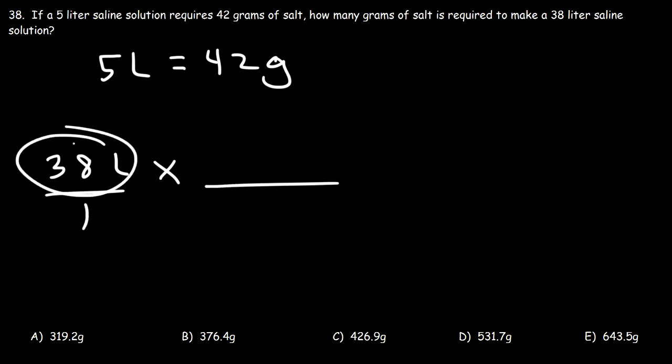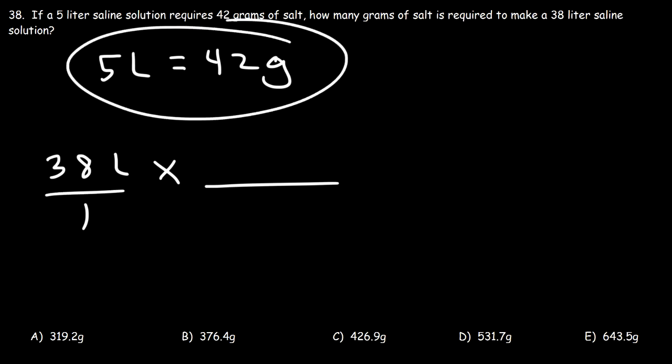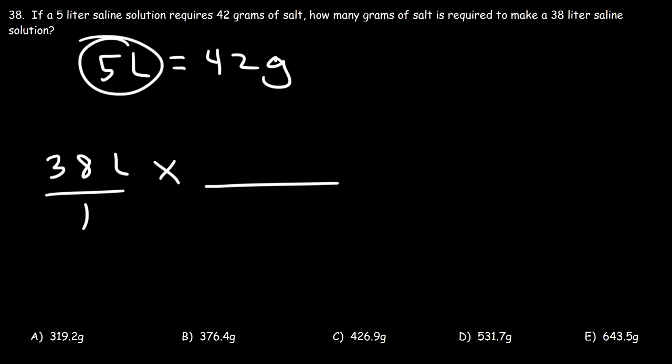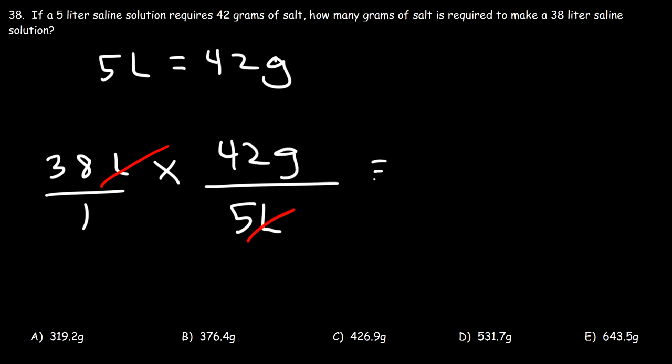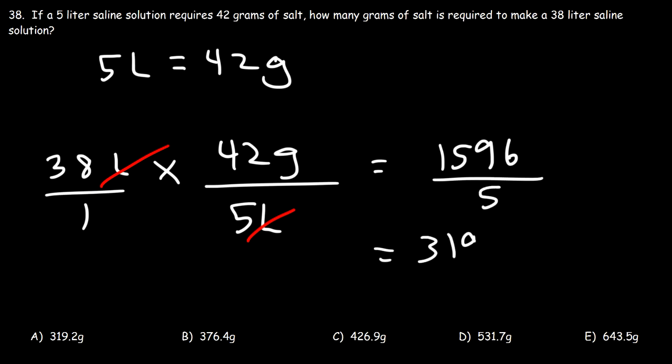So always start with what you're given, and that is 38 liters. Now in the second fraction, I'm going to put the conversion factor. So I need to put the 5 liters on the bottom so that the unit liters will cancel, giving me the unit grams. So I'm going to put 42 grams on top. And so the answer is going to be 38 times 42 divided by 5. 38 times 42, that's 1596. And then if we divide that number by 5, that will be 319.2. And so answer choice A is the right answer.